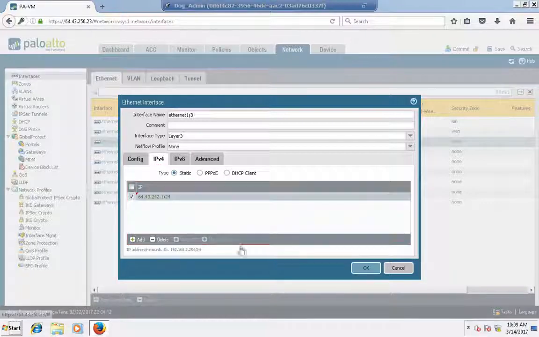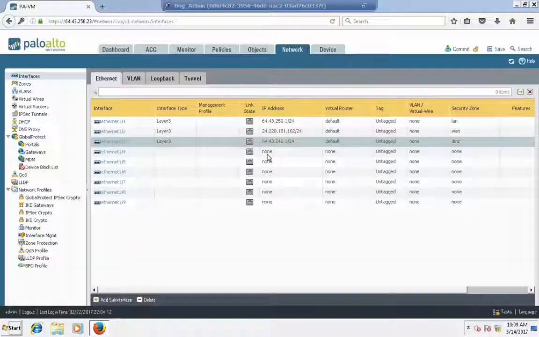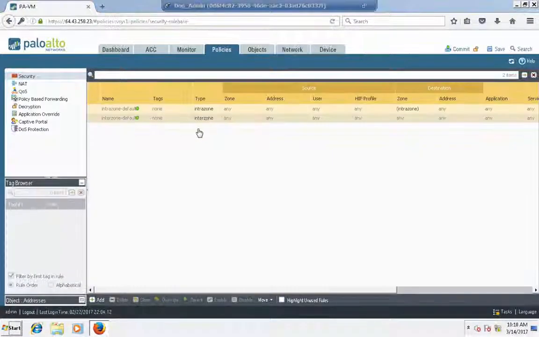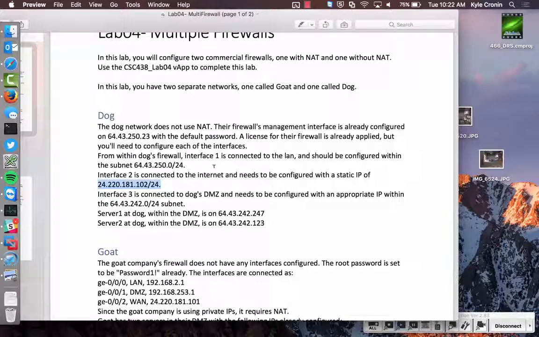64.43.242.1. There we go. In the interest of saving time, I'm not going to commit this yet. I'm just going to try to make all the rules first, because it's going to take 3 hours to commit. So the interfaces are configured. What do we need to do with dog now?